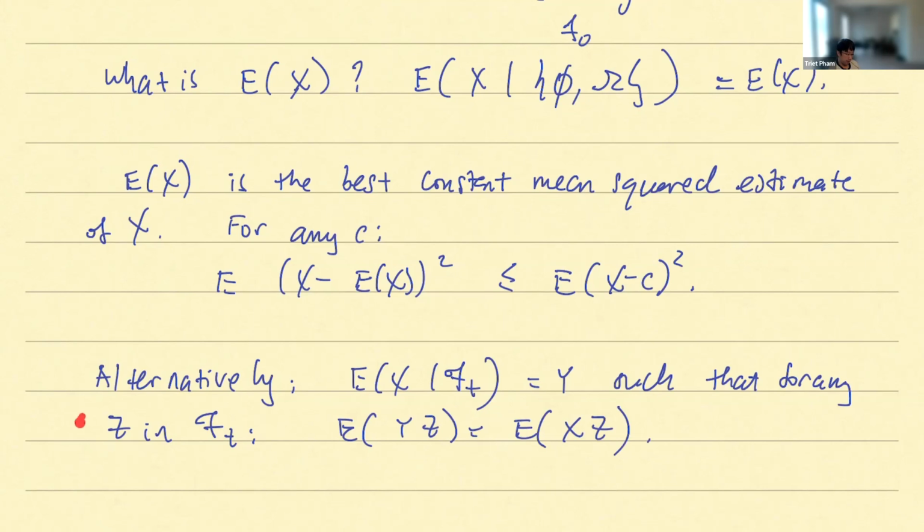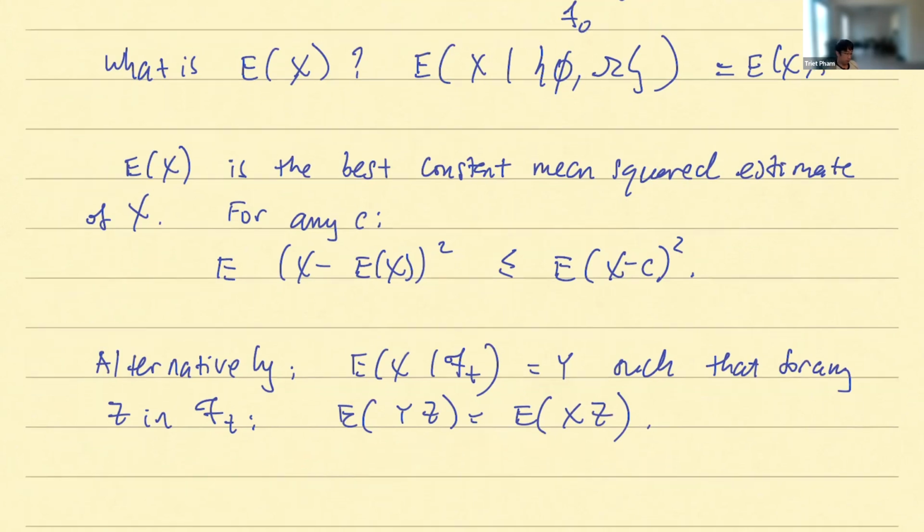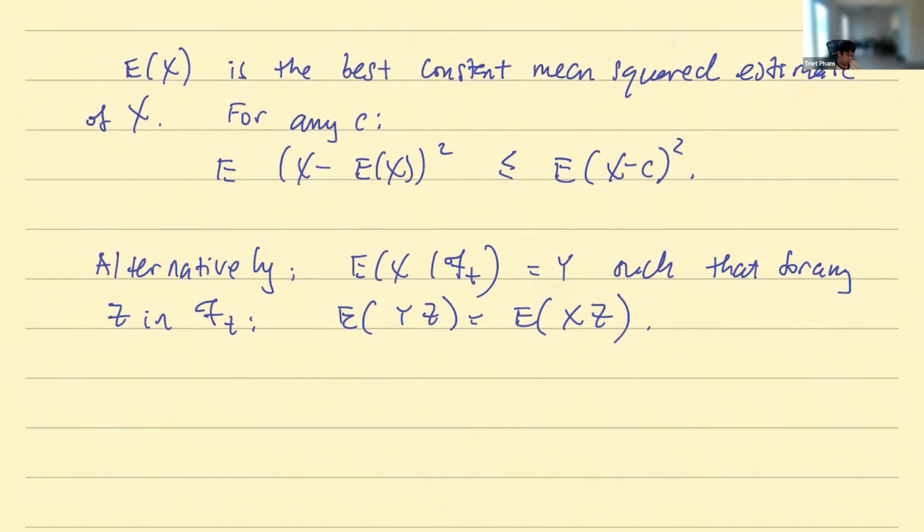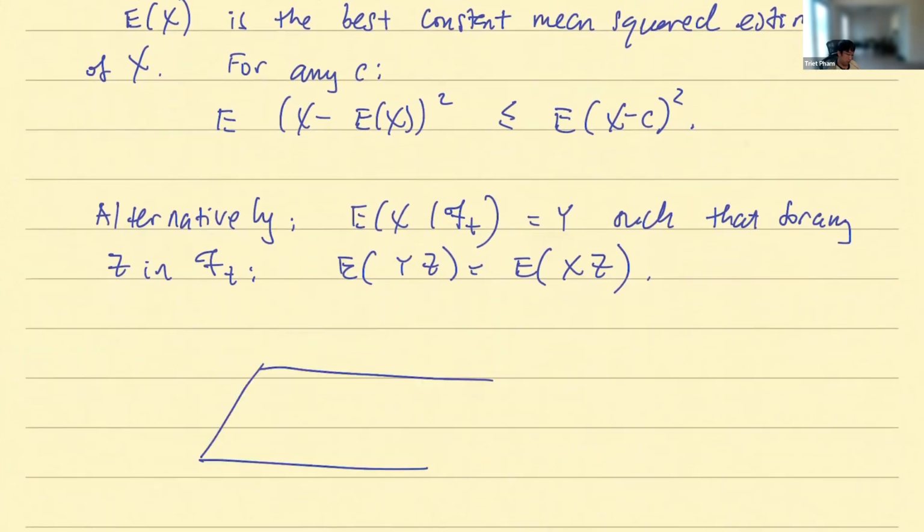This actually exactly translates to the above, meaning the best mean square estimate. But this is easier because it gives you a direct calculation to verify. By the way, I keep saying projection, and it actually has that sense. So here's your Ft like this, and X is something like this. Again, don't take this literally, but it really has that taste.